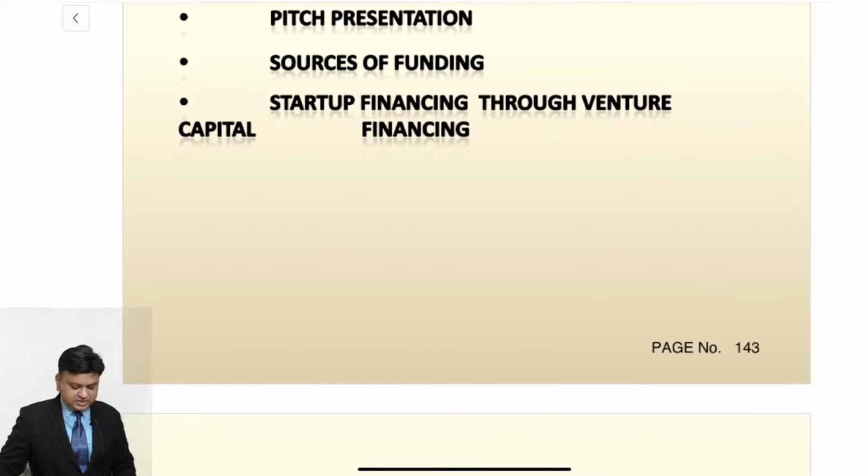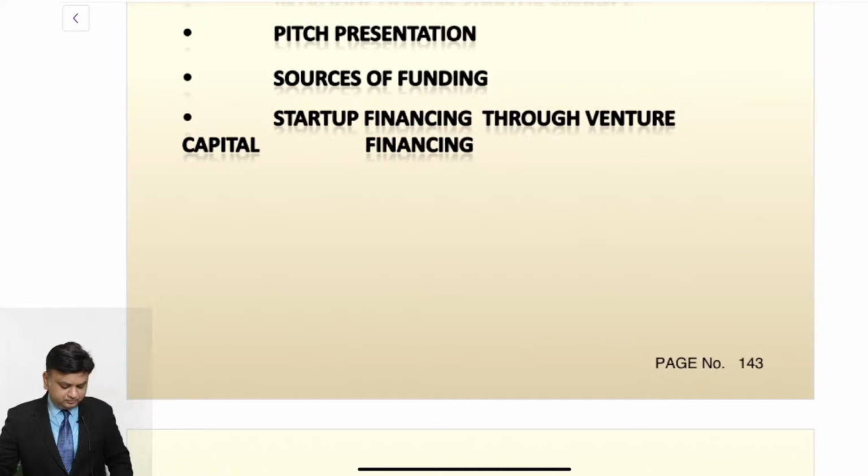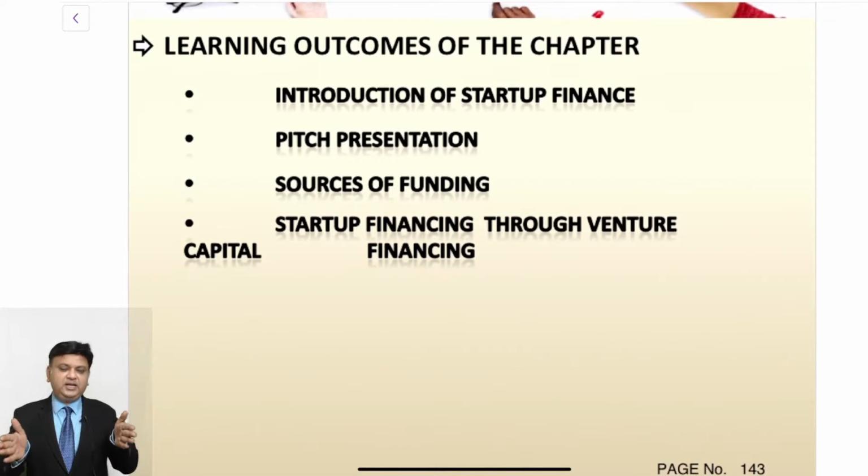Startup financing through venture capital financing. Sources of funding: in the sources of funding, they have provided 3 sources. One is bootstrapping. The second is angel investors, and the third is venture capital financing. These are the 3 things they have provided as sources of funding. So we can say that to some extent, with the 9 innovative ways of financing that we have, this point is overlapping.